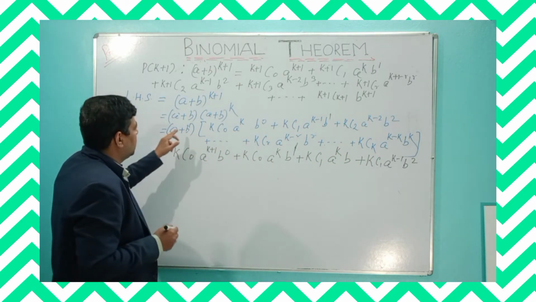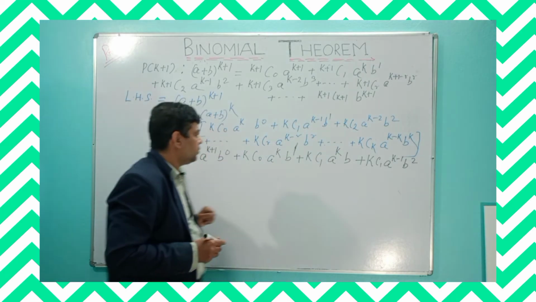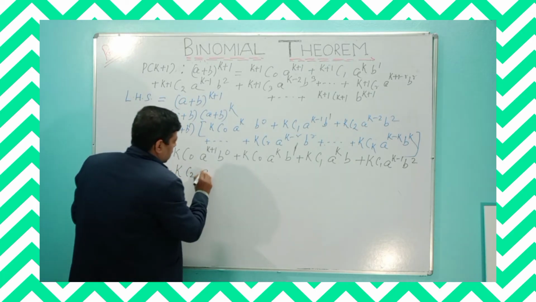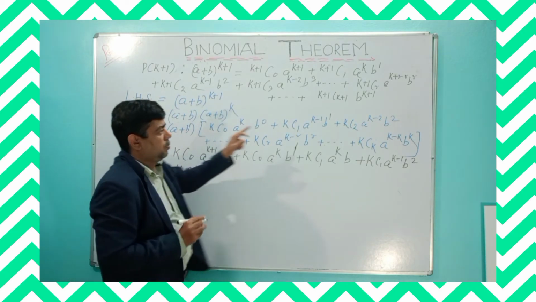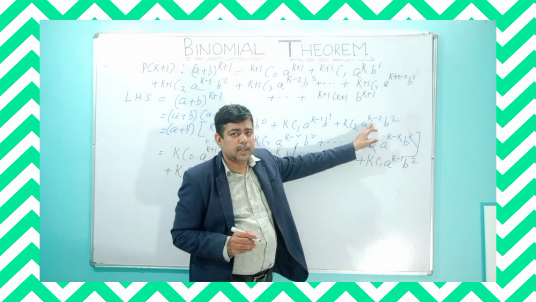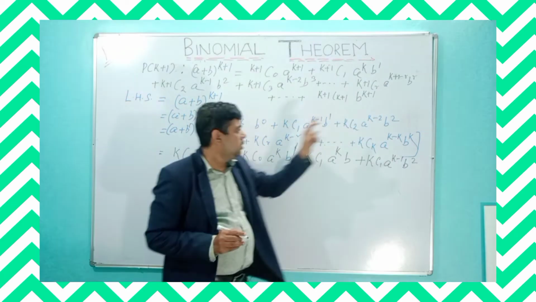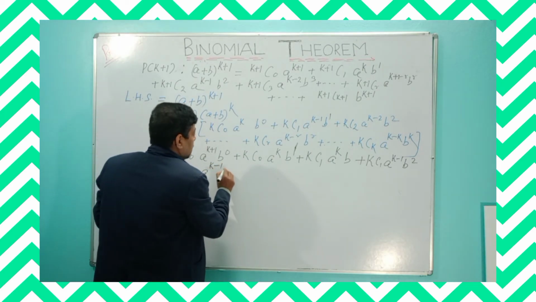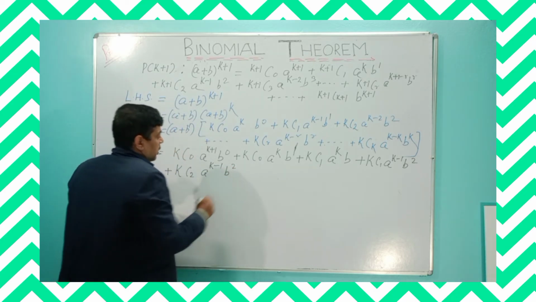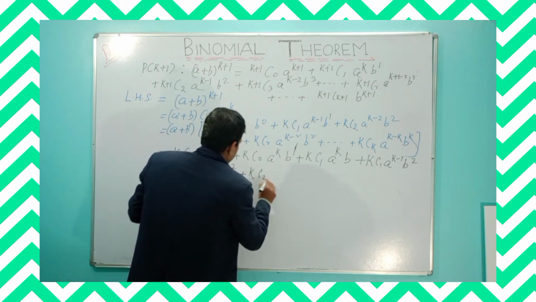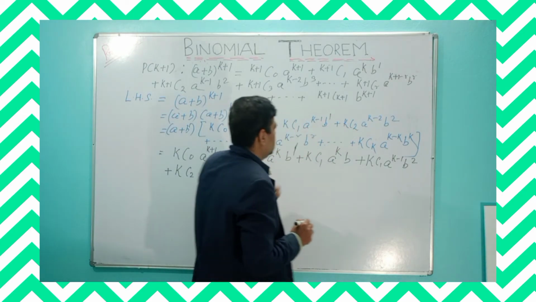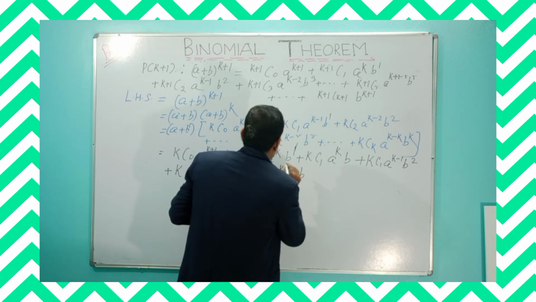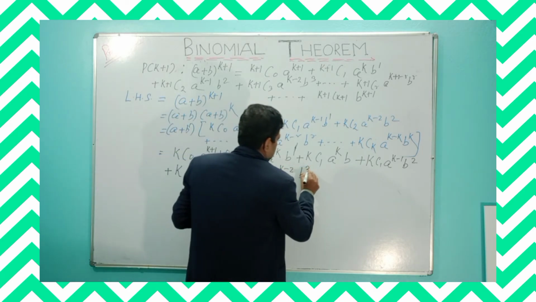Similarly, multiply a plus b into kc2. So plus kc2 a to the power k minus 2. What is the power of a here? k minus 2. And here the power is 1. So k minus 2 plus 1 is k minus 1 and b to the power 2, plus kc2. Again this b is multiplied with this term: kc2 a to the power k minus 2 and b to the power what? b to the power 3.